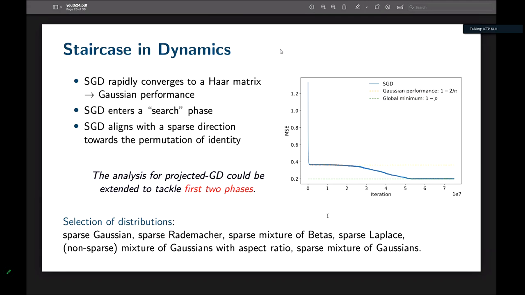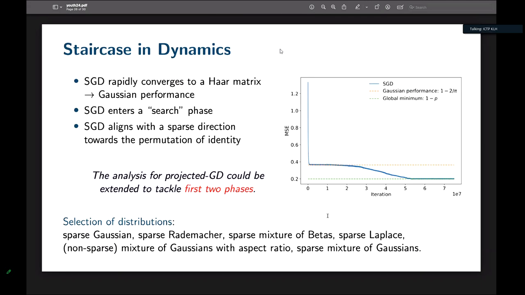Very quickly, your SGD will go to the Gaussian performance, and it will recover an arbitrary rotation. Then it will spend quite a bit of time in search for the sparse direction, and then it will quickly go to the permutation of identity solution. So basically, you have these two phases. You first go to the suboptimal Gaussian performance, in the case of sparse Rademacher data, and then you transition to the optimal performance, which is given by deterministic permutation of identity.